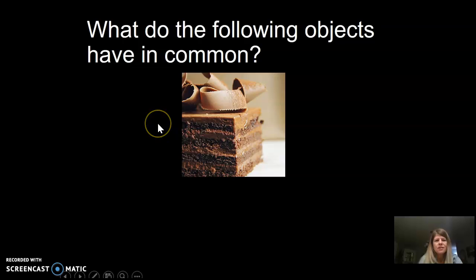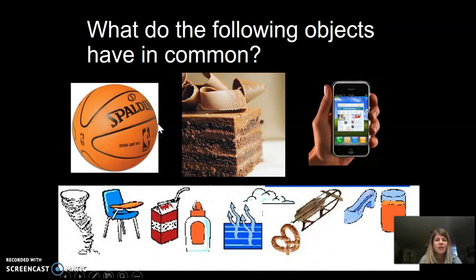Let's look at these pictures. What do the following objects have in common? Got a basketball, chocolate cake, a phone, and a lot of images down here. Take a look at them and see if you can figure out what they all have in common. If your teacher wants to pause the video and have some discussion, this would be a good time to do that.